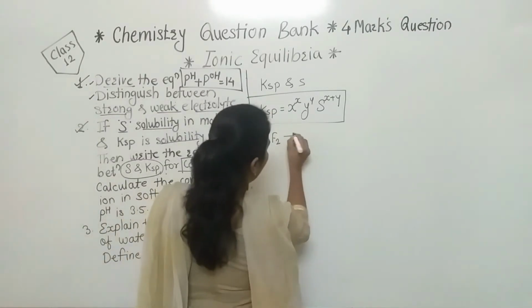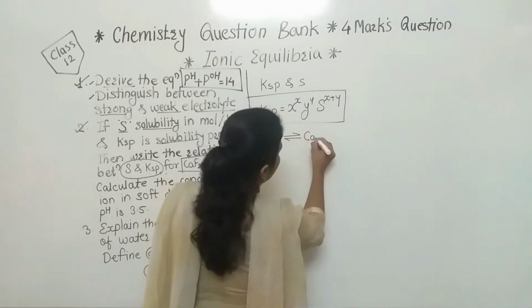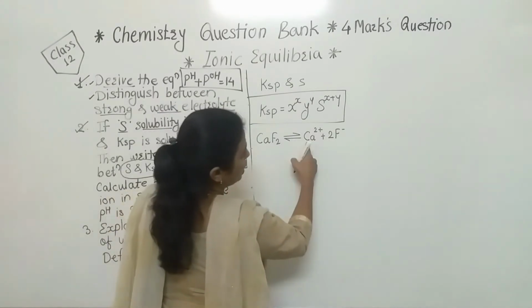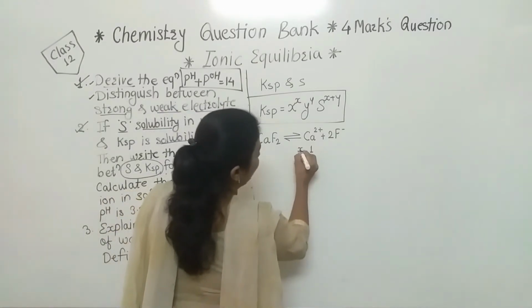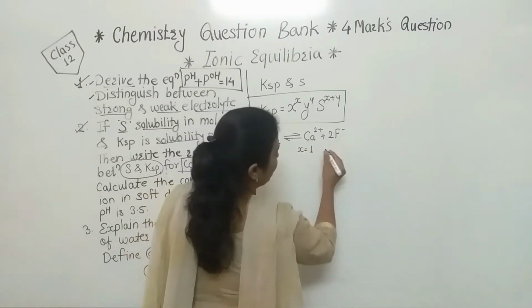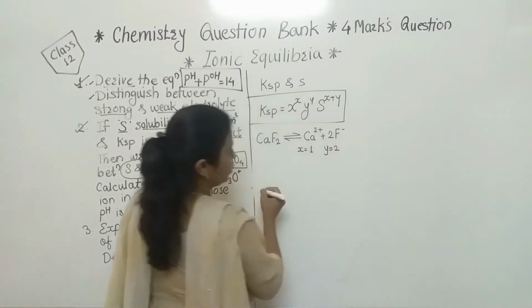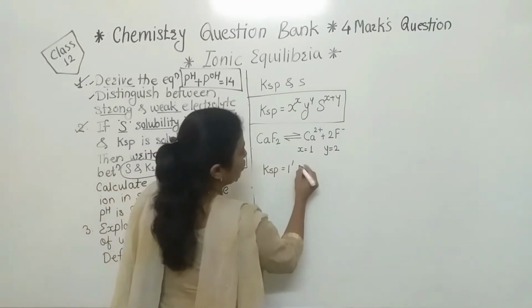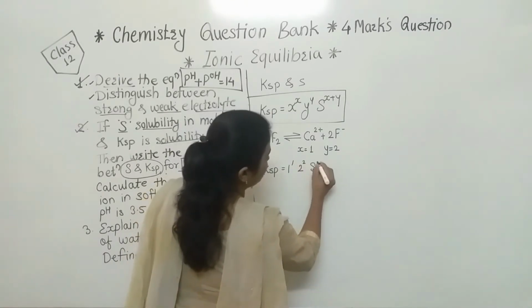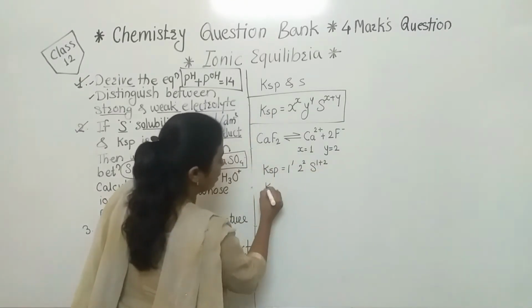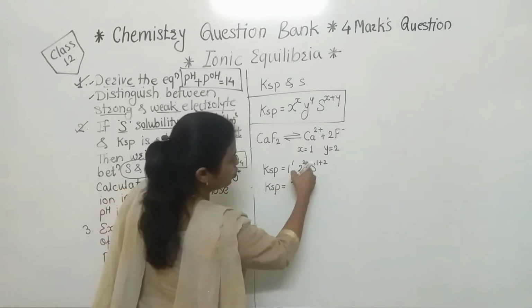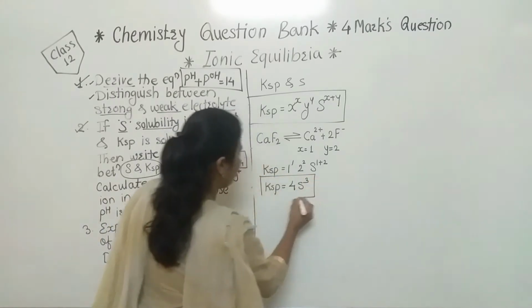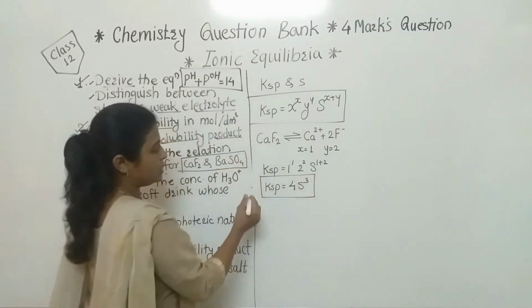CaF2 for ionization or dissociation. It will dissociate like Ca2 plus and 2F minus. And according to that, how many cations are there? Only one, and this is the value of x. How many anions are there? Anions are 2. So y value is 2. So Ksp is equal to 1 raised to 1, 2 raised to 2, and s raised to 1 plus 2. And finally we will get here Ksp is equal to, square of 2 is 4, s cube. And this is the relation of the Ksp and S for CaF2.